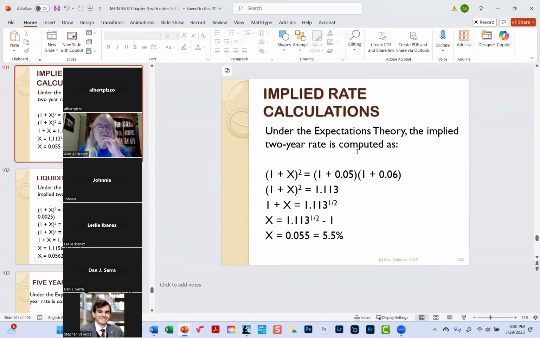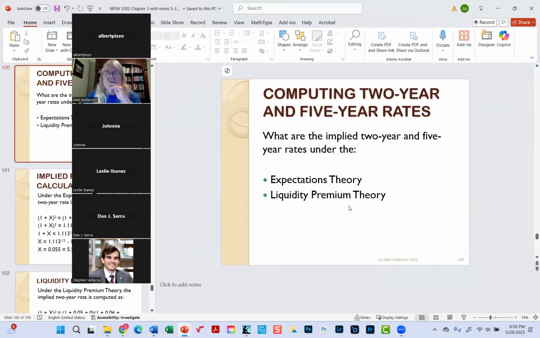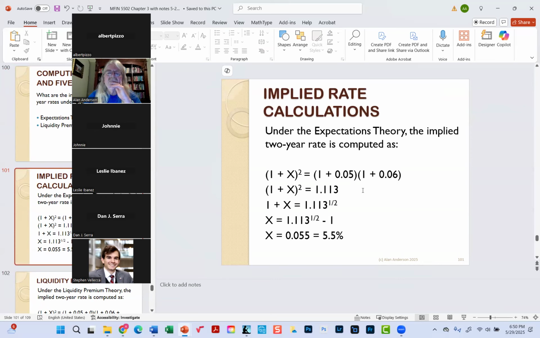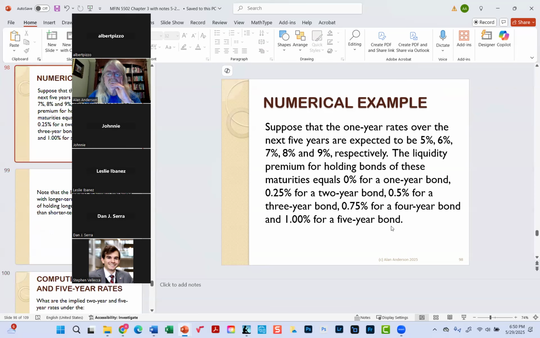So here's a quick, simple example of this. Imagine the following situation. We're going to predict the yield curve with the expectations theory and liquidity premium theory. So the 1-year rate is assumed to be 5%. Oh, here it is. The one-year rates are expected to be 5, 6, 7, 8, and 9, respectively. The liquidity premia are 0 for a one-year bond, 0.25% for a two-year bond, 0.5% for 3-year, 0.75% for 4 years, and 1% for 5 years.